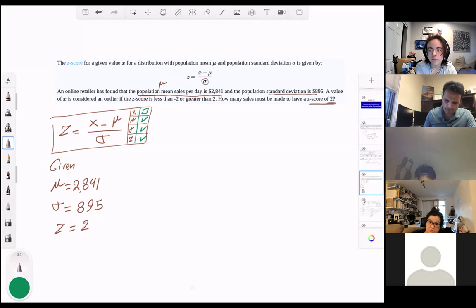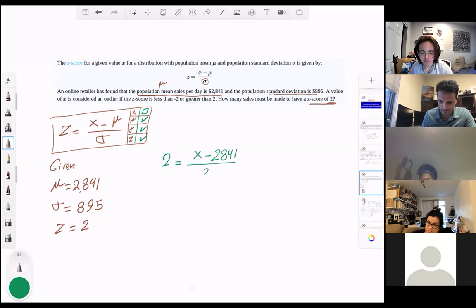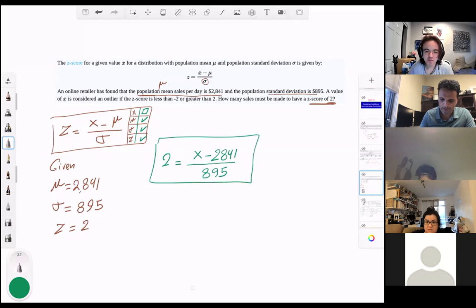So we substitute. So I'm going to put 2 equal to x minus 2,841 divided by 895. So we have our equation here, which has one unknown. Correct. How do we solve for x?